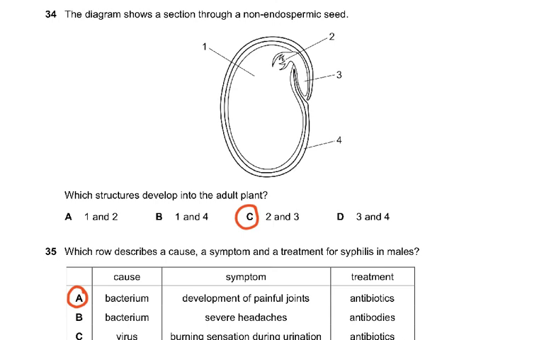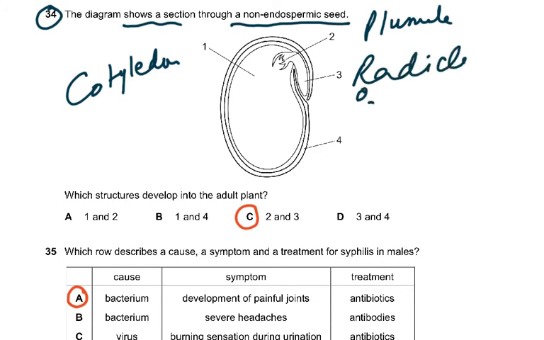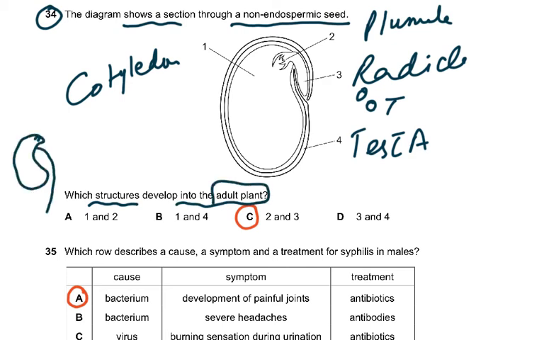Next, 34. The diagram shows a section through a non-endospermic seed. One is the cotyledons, two is the plumule, three is the radicle, and as I told you before, radicle develops into the root, and four is the testa. Now the question is, which structures develop into the adult plant? When you plant the seed in the soil, the roots grow and then the shoots grow, but then this seed finishes off.